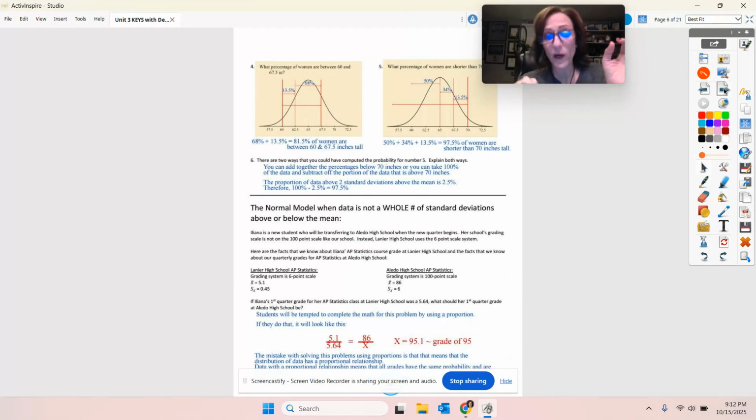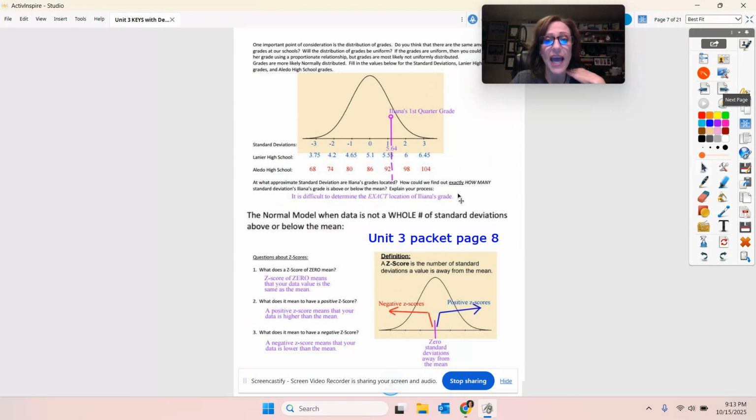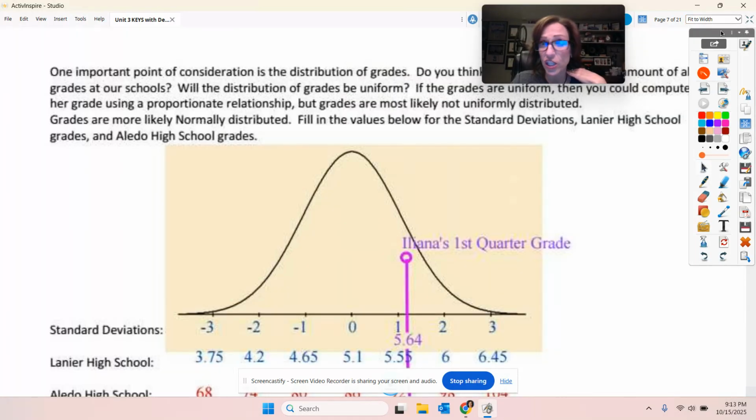So where we stopped was this piece right here that says, what do we do with the normal model if I'm asking you about a context value that is not a whole number of standard deviations away? Because we learned, of course, within 1 standard deviation is 68%, 2 standard deviations is 95%, and so on. But what happens if you're not right on a whole number of standard deviations away? So that's where we start today.